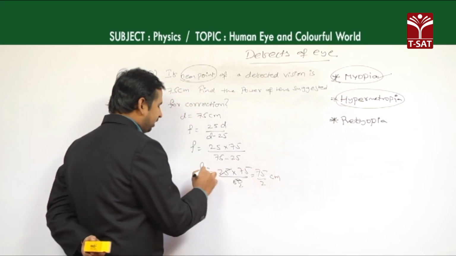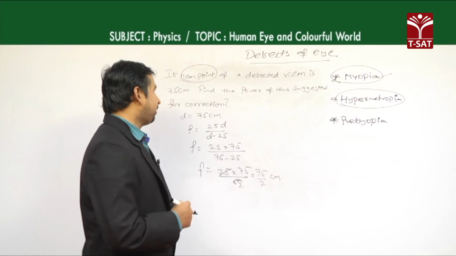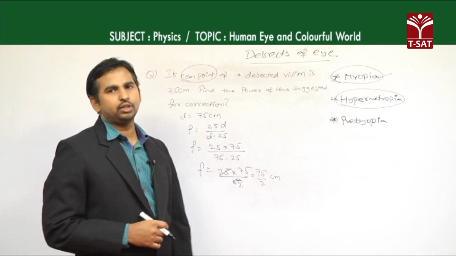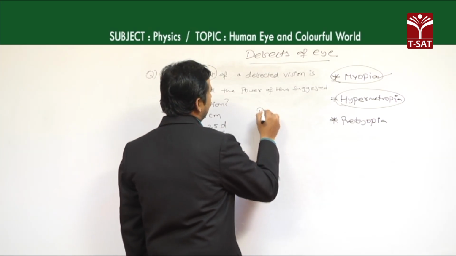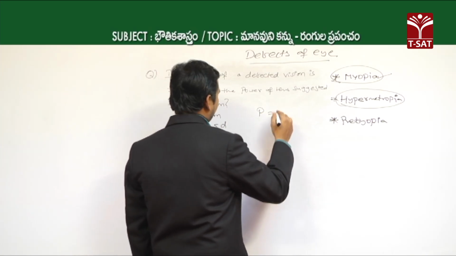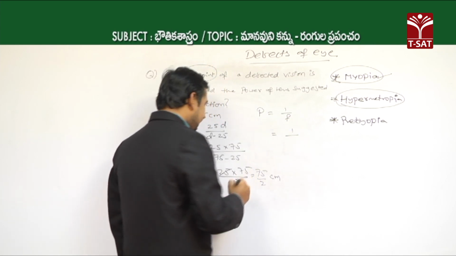This is in centimeters we are taking. Okay. Then, when we come to the case of power here, we have to find the power. Power is nothing but the reciprocal of focal length. So, as power suggested here, P is equal to 1 by f.